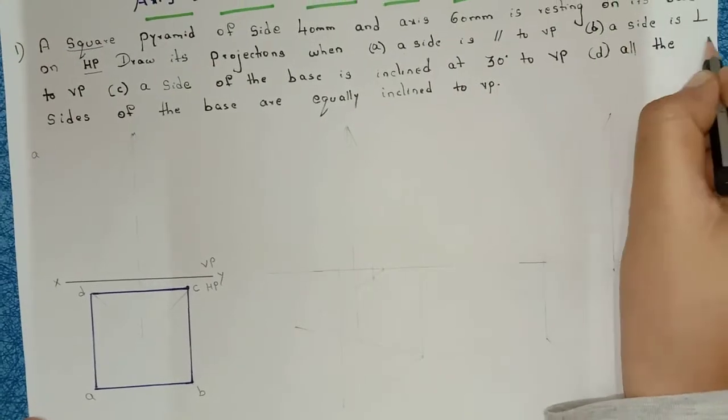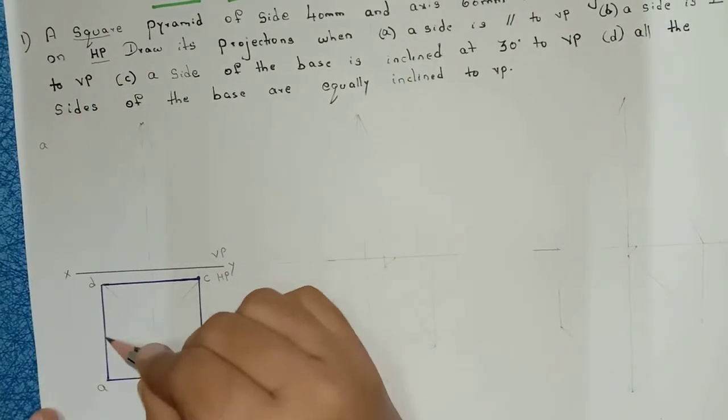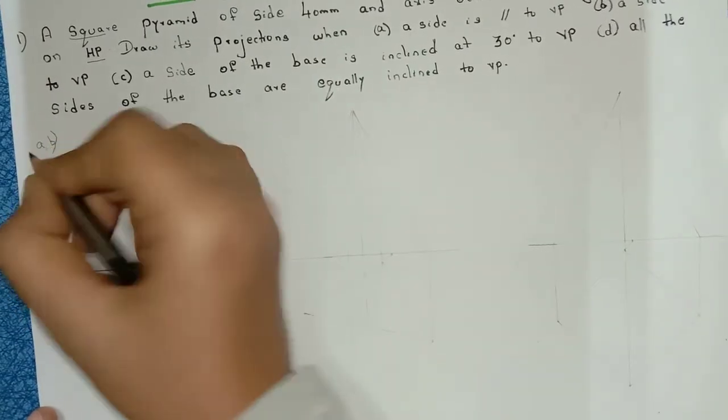What is the B bit? A side is perpendicular to VP. I am taking this side. Now this side is perpendicular to VP. So this is your B bit. A bit and B bit are the same.